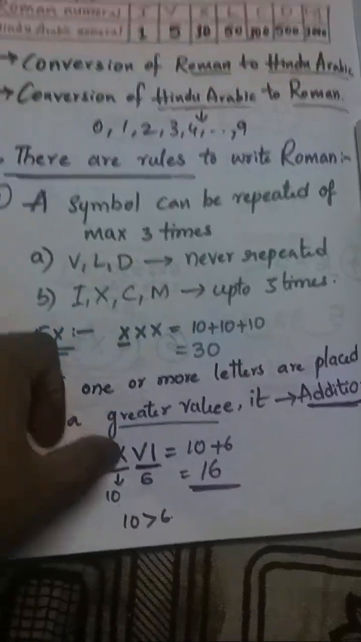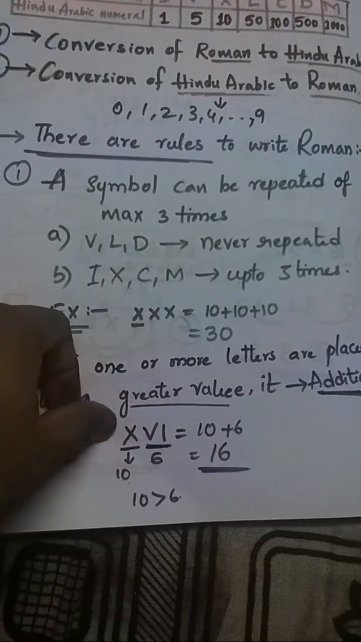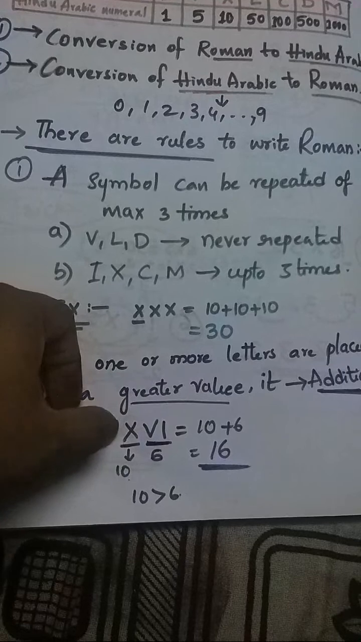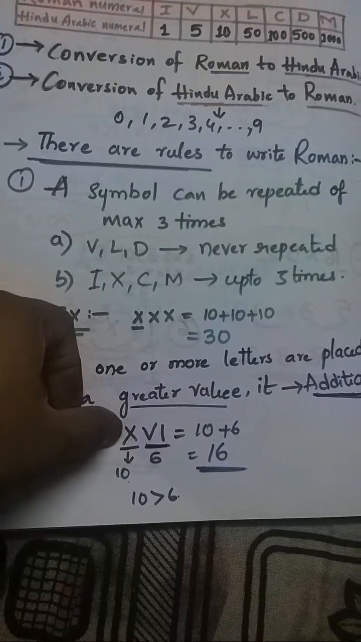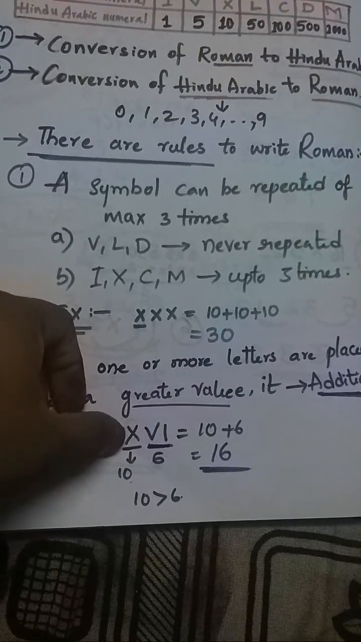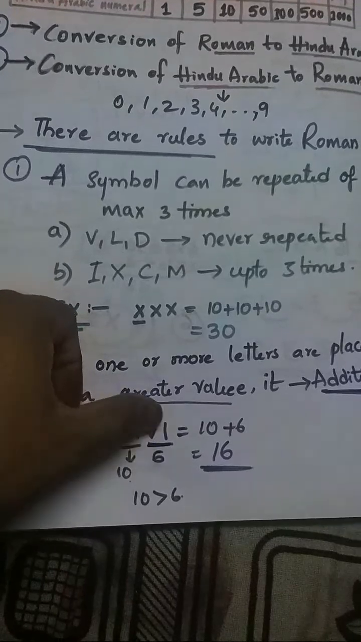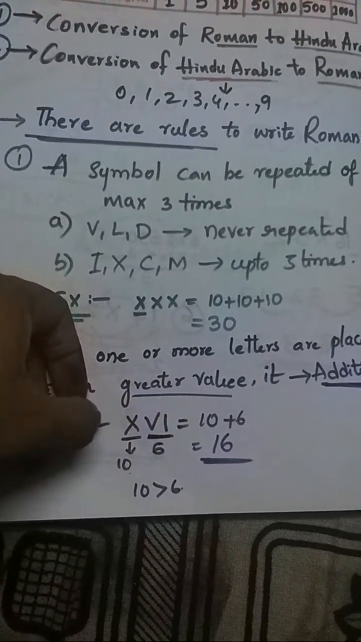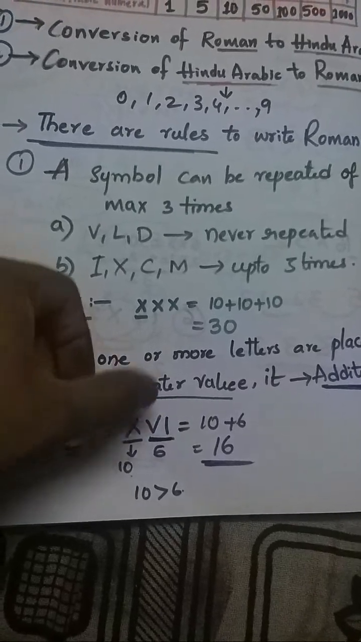This convert means we have to find the value. XVI means what? We have to find the value, no. This is 10 and this is 6. So the smaller value is after the greater value, so we have to add. Okay, next.